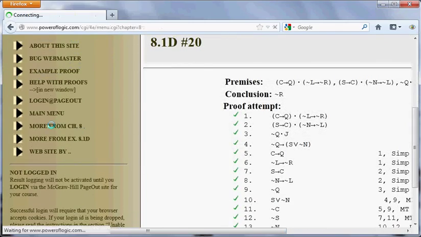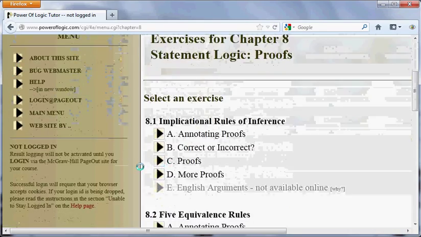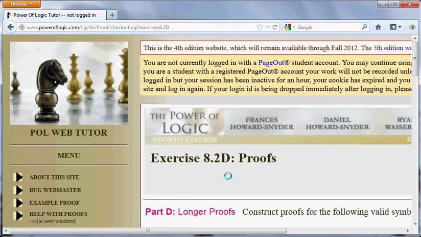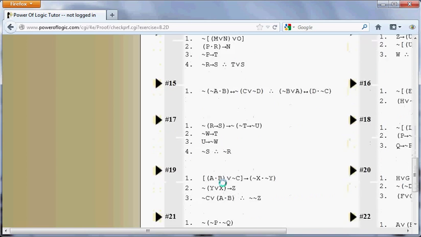some 8.2 exercises, and again, I can't do anywhere near all of the exercises. By the way, I do strongly recommend parts A and B, annotating proofs, correct or incorrect, for practice in what's an instance of a rule versus what's not an instance of a rule. But here I'm just going to be doing some proofs, and I'm only going to do one more here. I'm going to do a longer one from 8.2. I'm going to do 8.2d, and I'm going to go down to number 20.